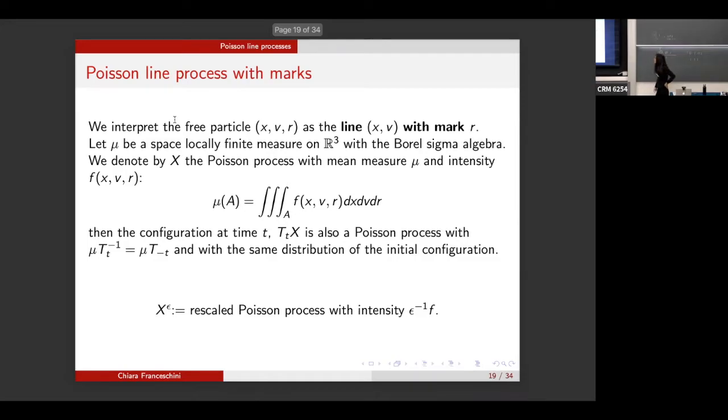And then, due to the mapping theorem for Poisson processes, the map PT applied to the Poisson process is again a Poisson process, with an intensity that is given by mu for the inverse of the map, which would just be having time backward. And for the scaling limit result, we will use a rescaled Poisson process with the rescaled intensity epsilon minus 1 F.